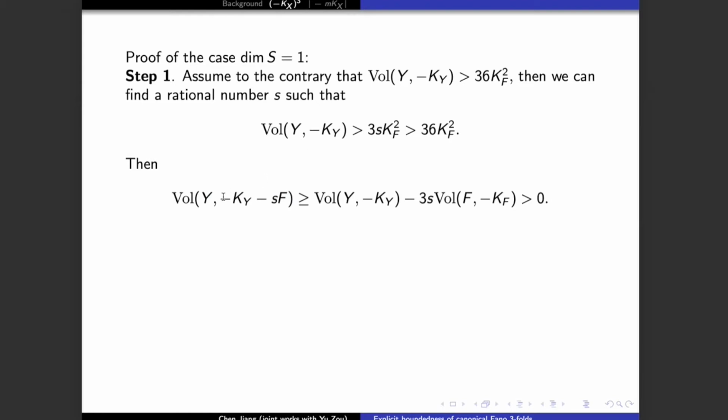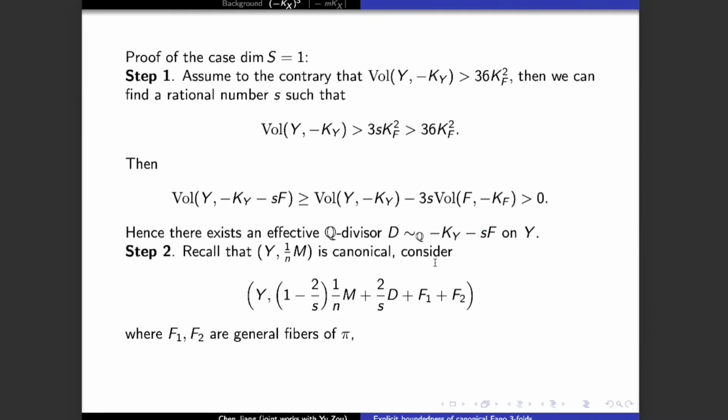So that means this divisor is big. Then we know that there exists some effective divisor D, which is Q-linearly equivalent to minus K_Y minus sF for some s. Okay. So then we can consider a pair like this. So remember that (Y, 1/n M). So this is actually the canonical Calabi-Yau pair on Y. So here M is a general member in minus nK_Y.